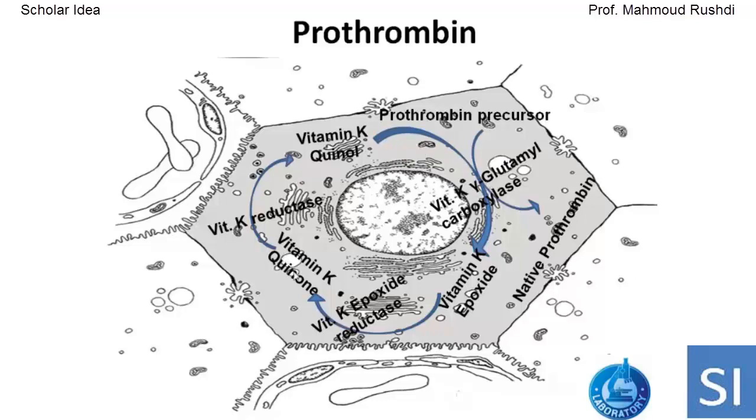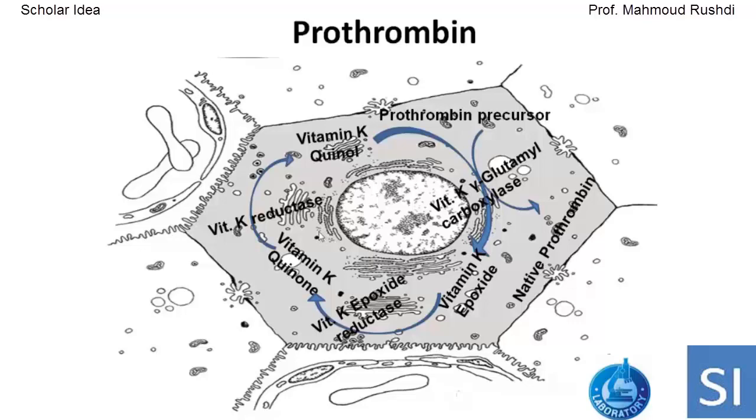In this step, any factor that interferes with the conversion of the dietary form of vitamin K into vitamin K hydroquinone will interfere with the conversion of vitamin K hydroquinone into vitamin K epoxide, will affect the synthesis of native prothrombin, and will result in hypoprothrombinemia. This means that liver disease characterized by hepatic necrosis or liver cirrhosis will result in hypoprothrombinemia and increased bleeding tendency.